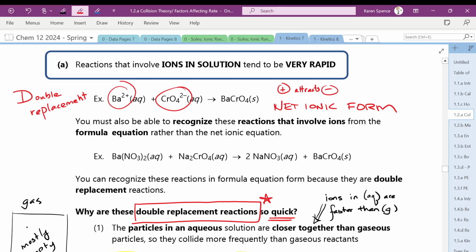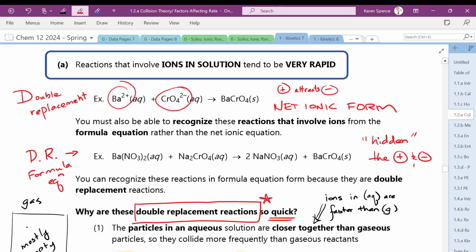But what if I gave you the double replacement reaction and I gave you the formula equation? Are those positive and negative ions still in there? Yes. All we've done is we've hidden the ions, okay? We've hidden the positive and the negative.